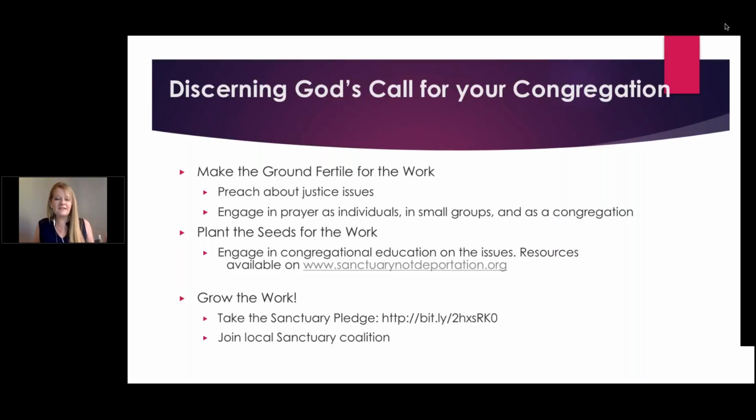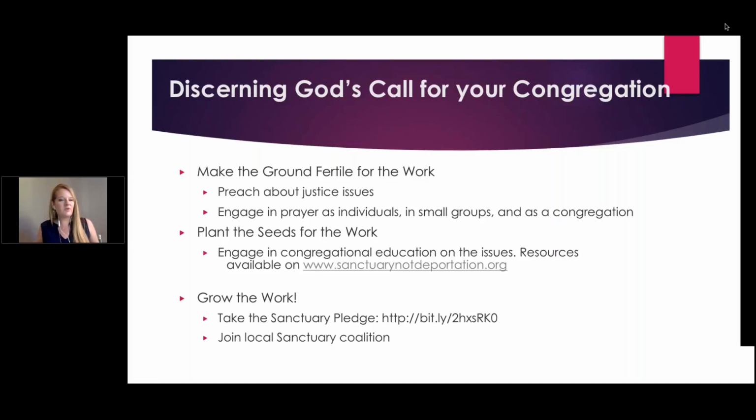And then plant the seeds for the work. Engage in congregational education on the issue. Resources are available at sanctuary.deportation.org. And we encourage you to just delve into it. We're also encouraging people to take the Sanctuary Pledge. The URL can be seen there on the screen.